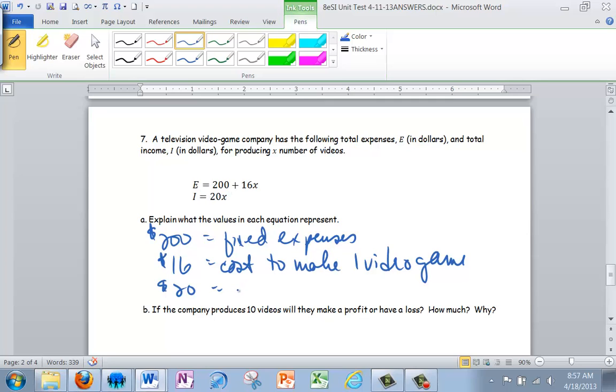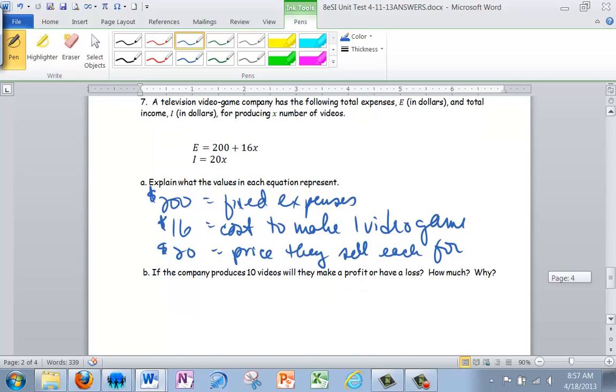This is the price they sell. Whoops, that's not pretty. I'm trying it again. The price they sell each video game for. So that's a little bit different.